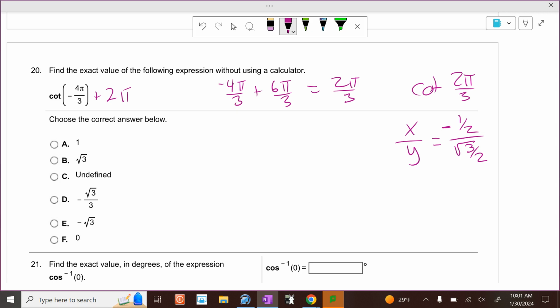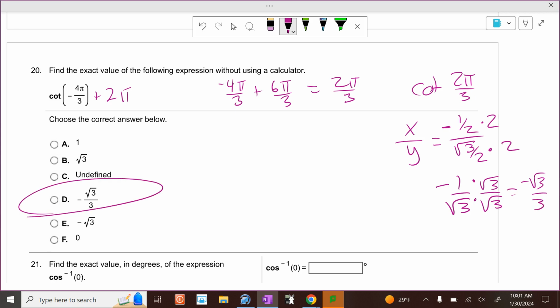So, can't leave a square root on the bottom, but first of all, let's get rid of those 2's by multiplying by 2. So it's -1 over square root of 3. Then, how do I get rid of my square root of 3? Multiply top and bottom by square root of 3. So I get negative square root of 3 over 3, which is choice D.